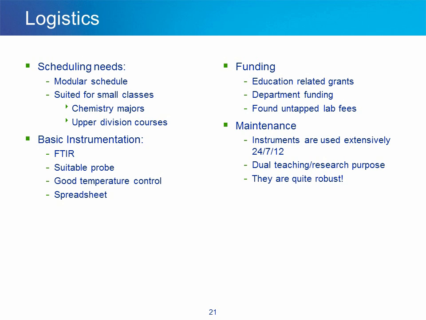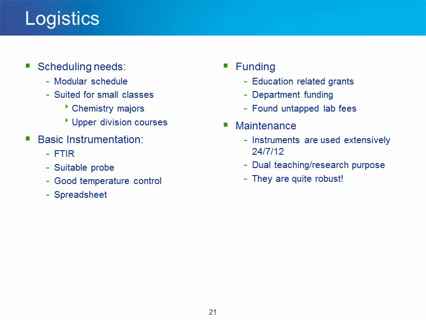In this slide, I'd like to discuss some of the logistics behind doing the studies that I have discussed in today's webinar. In the left-hand column, the first and most important thing is scheduling needs in the academic laboratory. This particular set of experimentation requires a modular schedule. It's only suited for small classes. And of course, in this particular case, we have to do this with only chemistry majors, and it's limited to upper division courses.